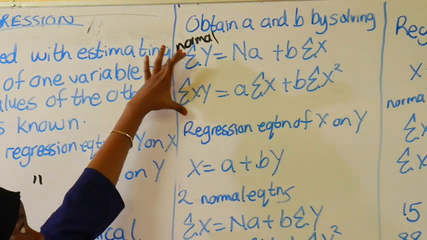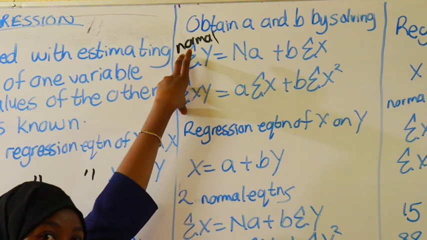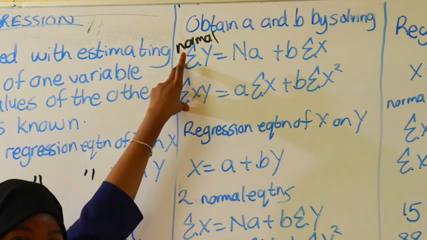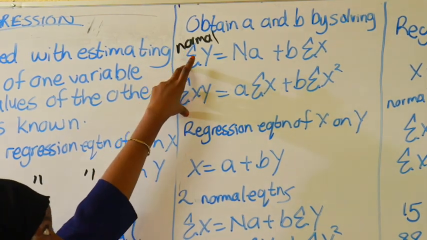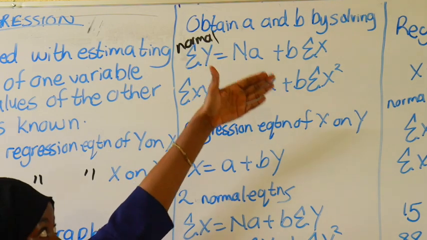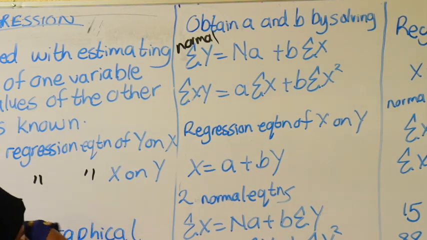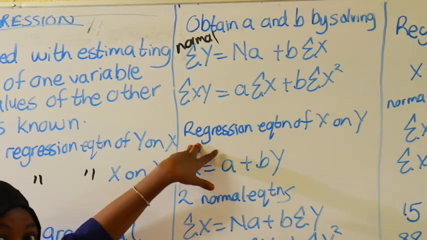When you replace these two equations, you're going to solve them simultaneously. So you have two simultaneous equations. When you solve these two equations, you get what a is and what b is. Okay? So that is regression of y on x.